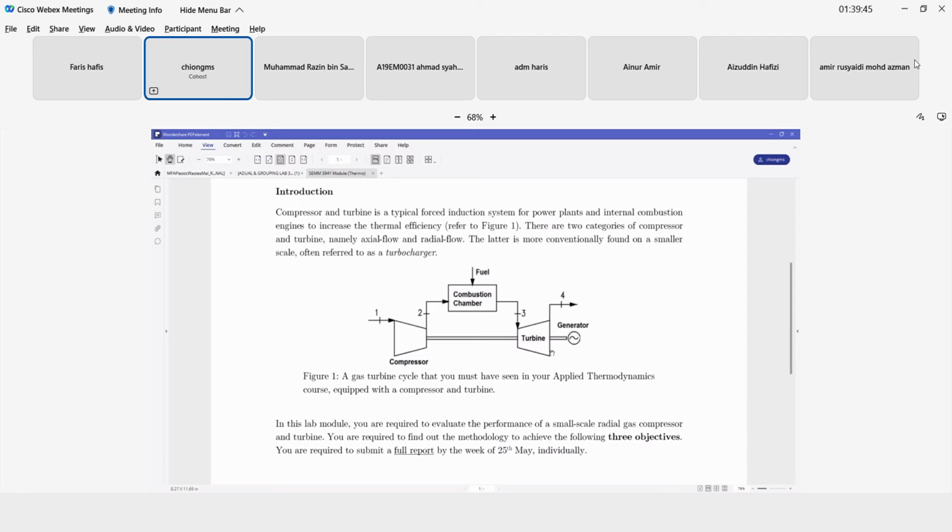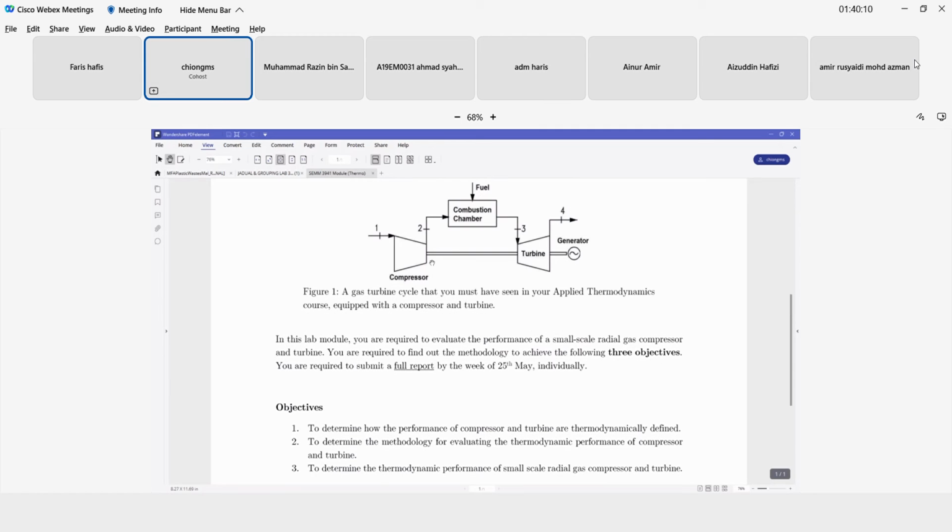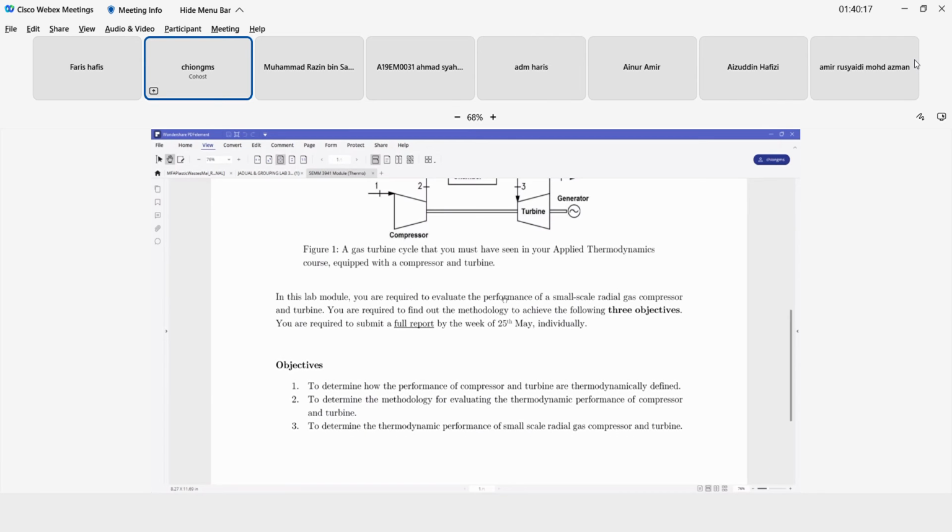So in this lab module, okay, I'm not going to tell you exactly what performance you need to look for, because that's your task, your job actually to find out. So in this module, just remember the main goal is to evaluate the performance of a compressor and a turbine. They are one unit because they are connected together. The compressor is driven by the turbine. Okay. So you need to evaluate the performance of it. And you are required to find out the methodology that can achieve these three objectives. Okay, so let's look at these three objectives. What are they? So I already put down the objectives here.